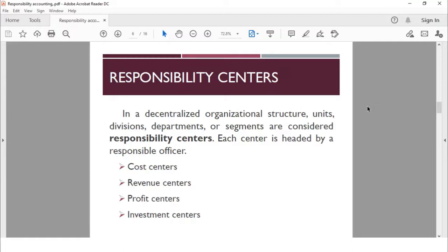Like, for instance, if the organization is structured by product or by product line, of course, each product line is automatically a profit center because each product has its own revenue and cost. But if the organization is structured through function per se, you can identify which departments are incurring cost alone, which departments are incurring expenses alone.